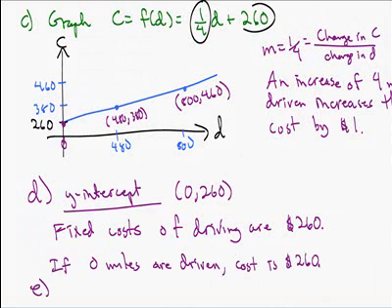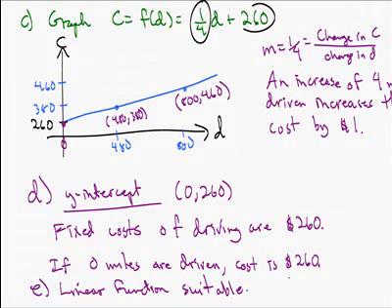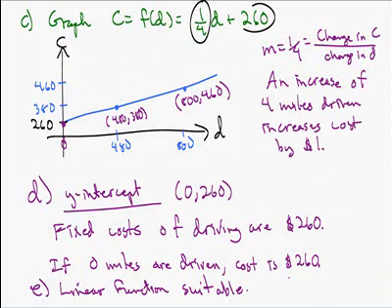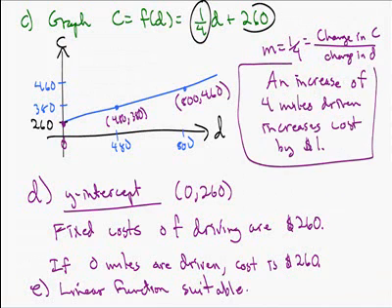And then part E just asks why a linear function is suitable in this situation. Well, it seems to make sense that you'll have a linear relationship between the miles driven and the cost that it is going to amount to for driving. The cost of driving will go up at a linear rate. The more miles you drive, the more it's going to cost, and that's going to be pretty much a linear relationship. I just noticed that it kind of went off the screen here, so we were talking about part C, the interpretation of the slope. An increase of 4 miles driven increases the cost by $1.